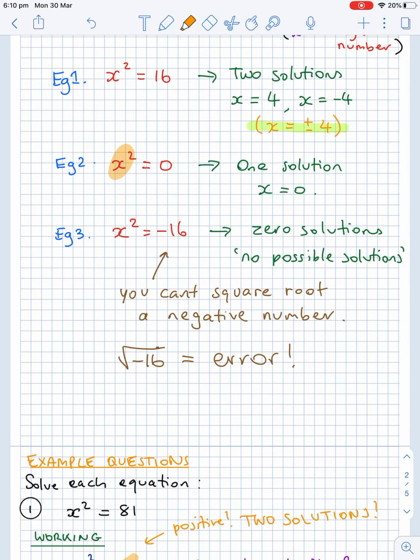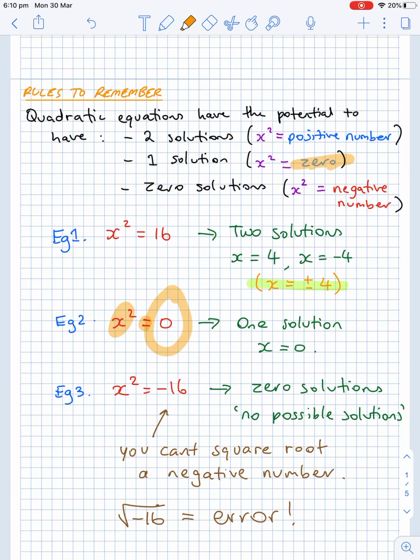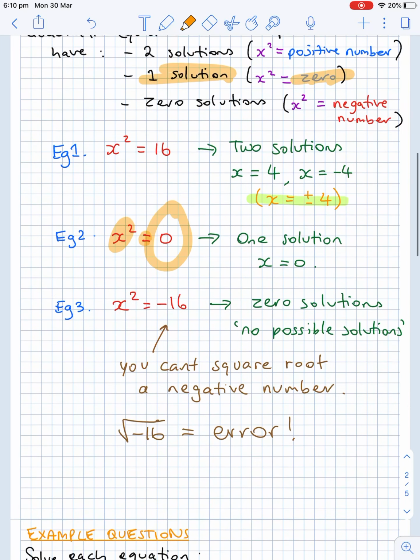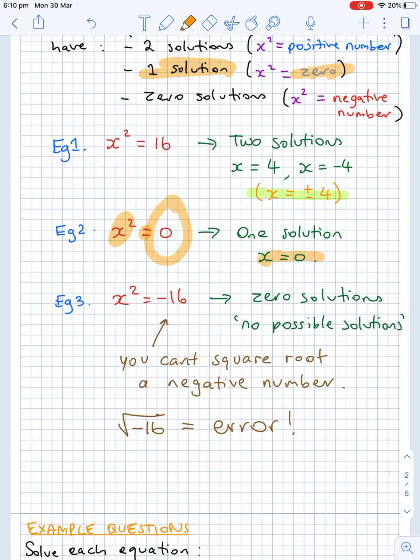The next example is this. So again, x squared equals, and then it equals 0. So when it equals 0, like up here, there's only one solution, and that is 0 itself. The idea there is if I square root 0, it stays 0, it doesn't change. Now, there's no need to put plus or minus 0 here. The reason is because positive and negative 0, it's just 0. Plus and minuses don't apply to 0.